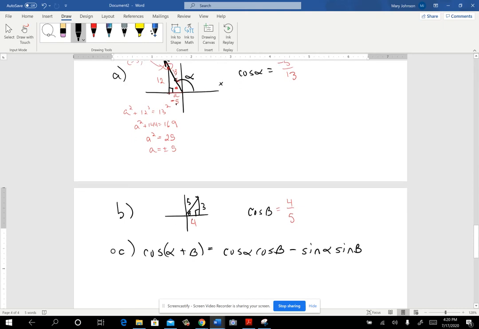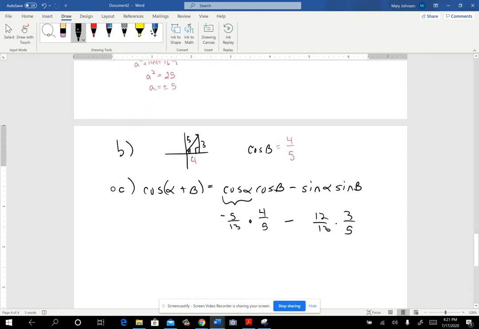And so we don't know what the angle is, but we do know each of these pieces. So we know the cosine of alpha was negative 5 over 13, and the cosine of beta was 4 over 5. Then the sines were given to us. So the sine of alpha was 12 over 13, and the sine of beta was 3 over 5. And so then you work on it.